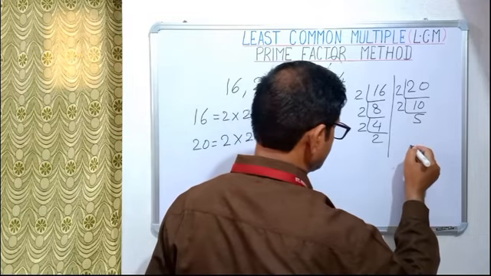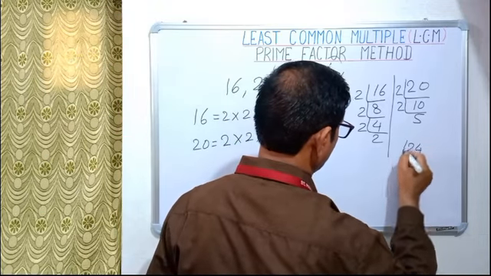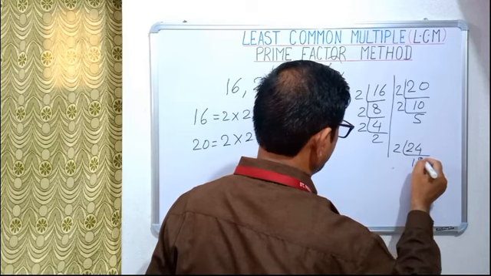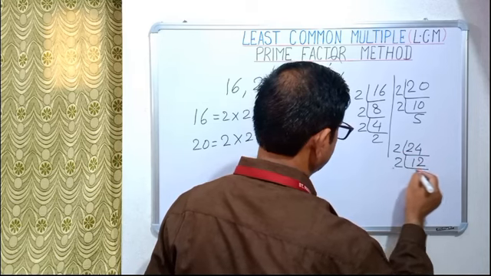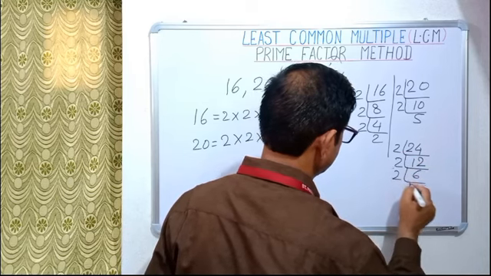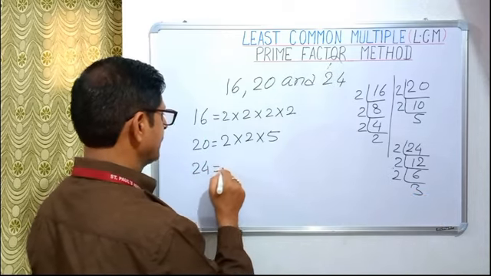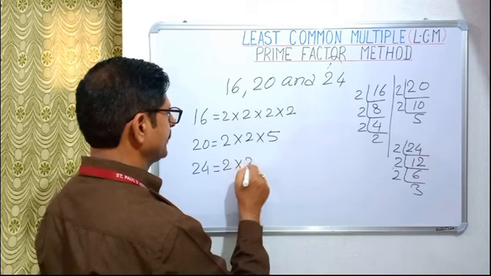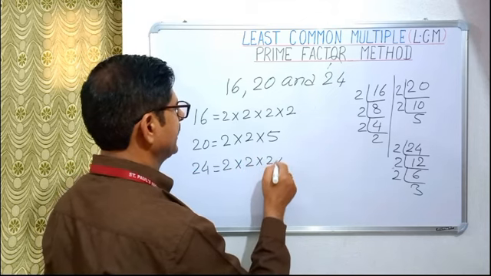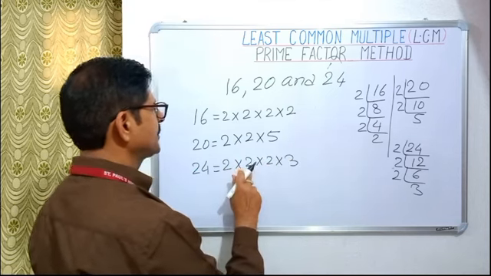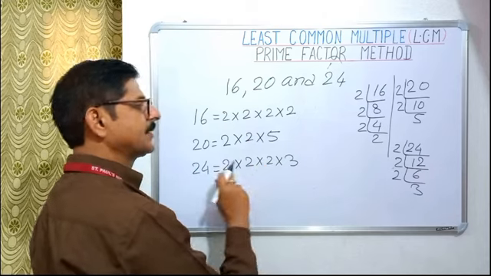And the next number is 24. 2 twelves, 2 sixes, 2 threes. 24 is equal to 2 into 2 into 2 into 3. 2 twos are 4, 2 fours are 8, 8 threes are 24.